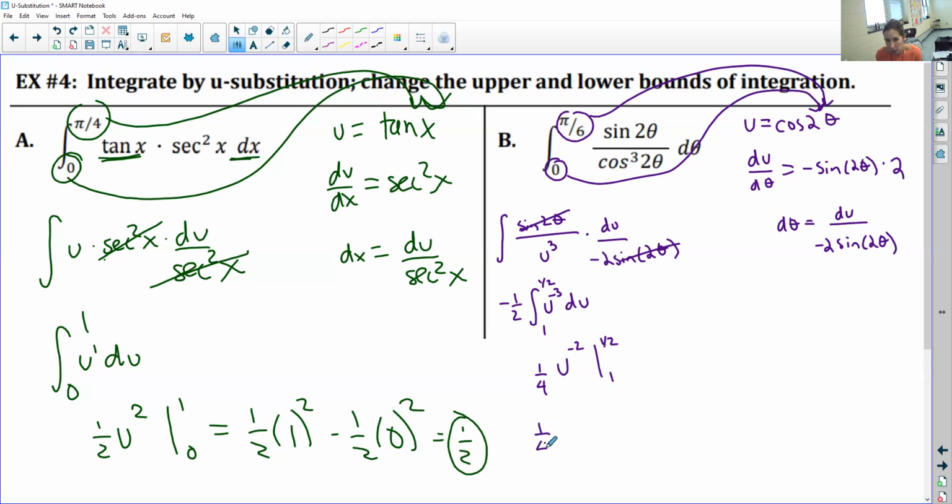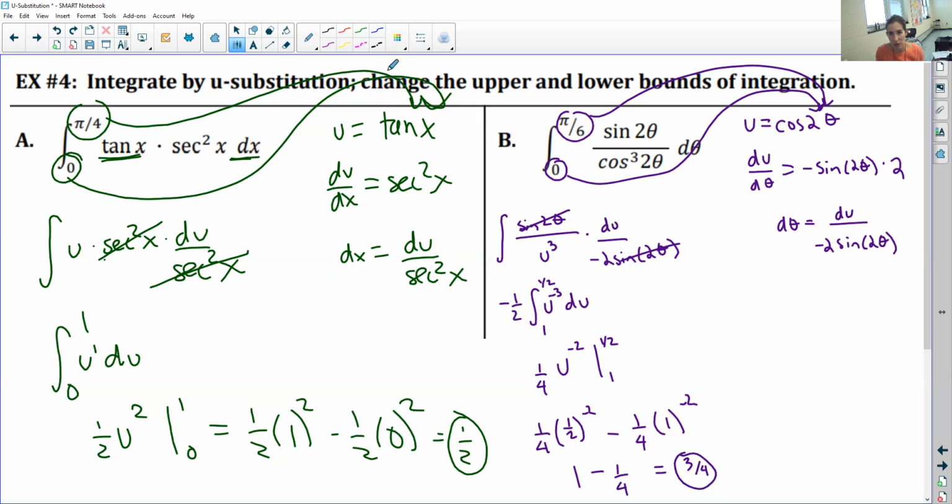So I get 1/4 times 1/2 to the negative 2 minus 1/4 times 1 to the negative 2. So 1/2 to the negative 2. So the negative flips it, so then it becomes 2 to the 2, which is 4. 4 times the 1/4 is 1, minus, and then 1 to the negative 2, that'll still be 1, times the 4th will be a 4th. So this is 3/4.